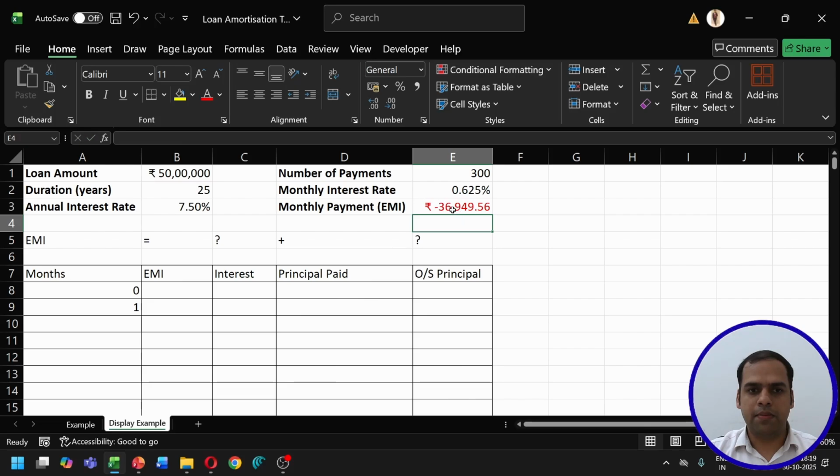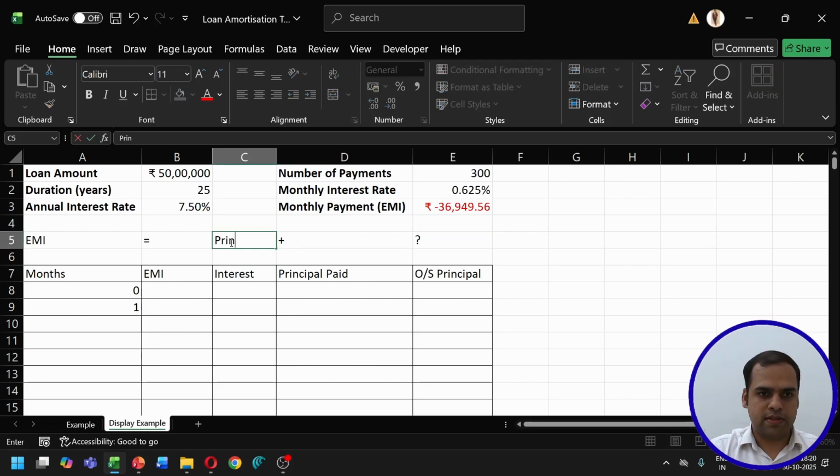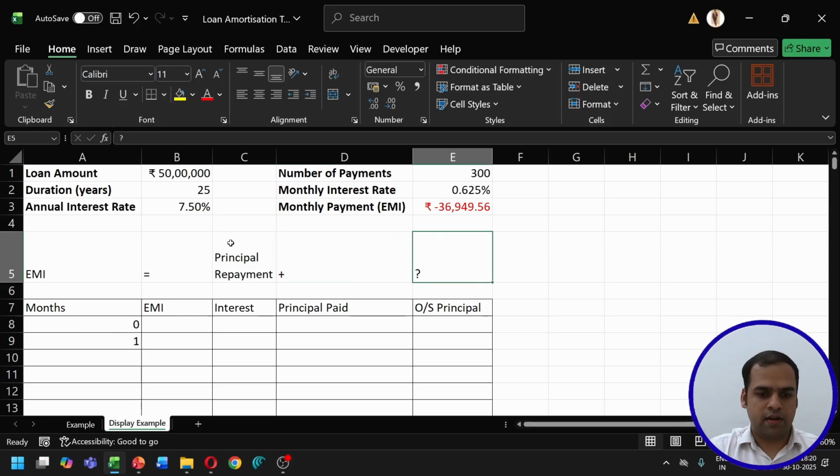So our EMI for our home loan of 50 lakh rupees is 36,949, approximately 36,950, which we will be repaying, or to use the correct word, this will be the amount which we will be paying to the bank. Now, as we learned in the presentation, EMI has two components. One is principal repayment and another is interest payment.